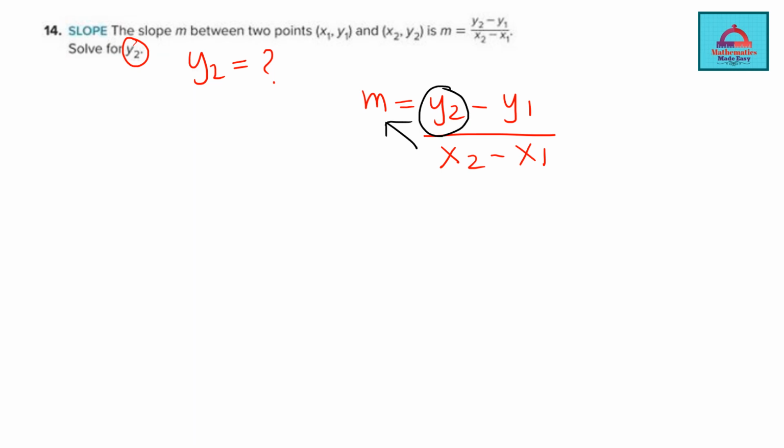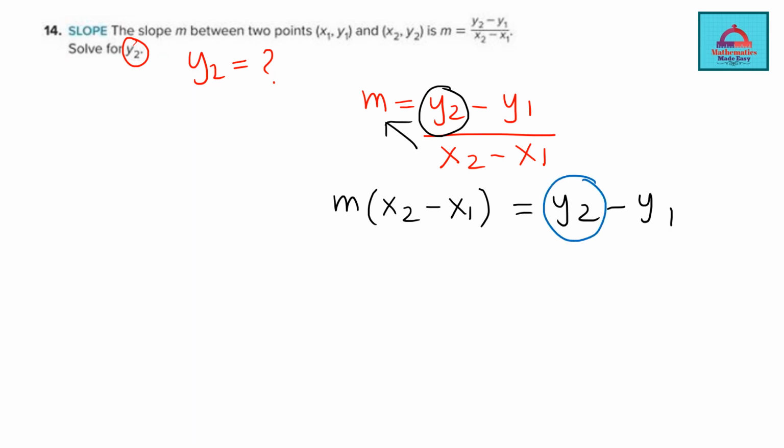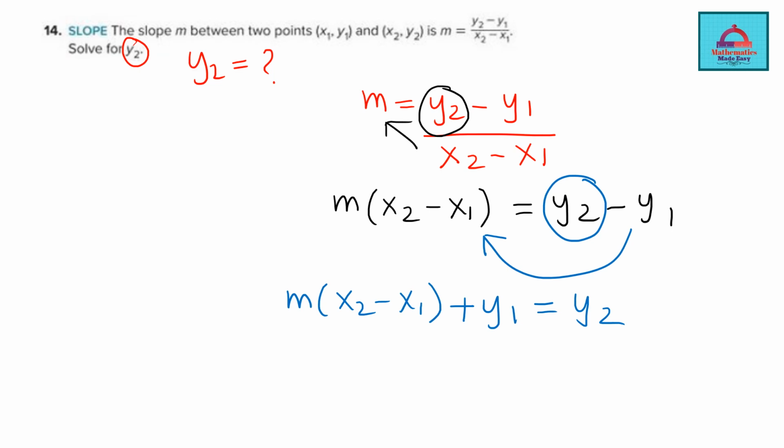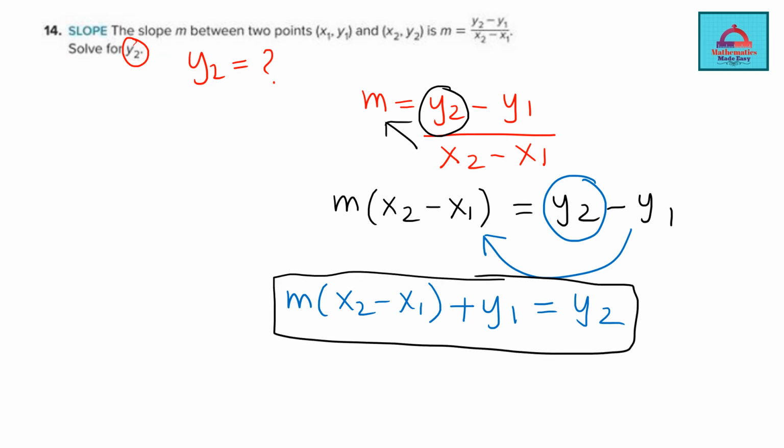So y2 is here, this gets multiplied, so it becomes m multiplied with x2 minus x1 equal to y2 minus y1. One more step, we need the value of y2, so I will isolate y2, keep it on this side and move everything else on the other side. So the answer becomes m times x2 minus x1 plus y1. That's your value of y2, which is your answer for question 14.